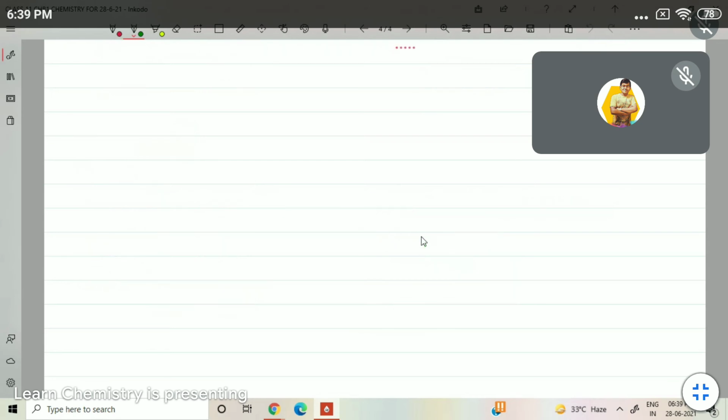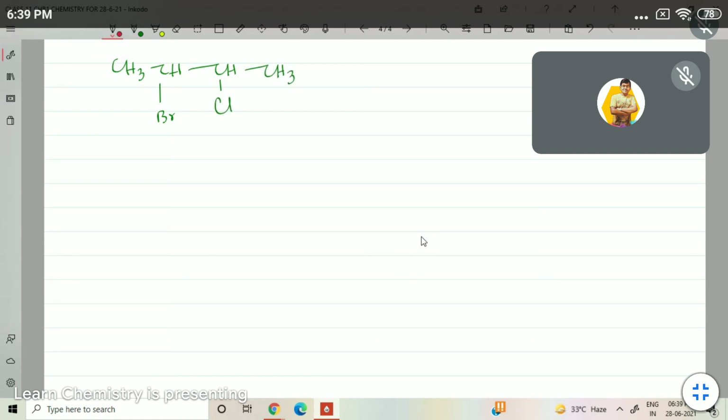Let's write another one. Do this one. Numbering will start from which side? Left. Left. So write down the name. Dhruba will tell the name of this. Tell me. 2 bromo 3 chloro butane. All right. 2 bromo 3 chloro butane. Okay.